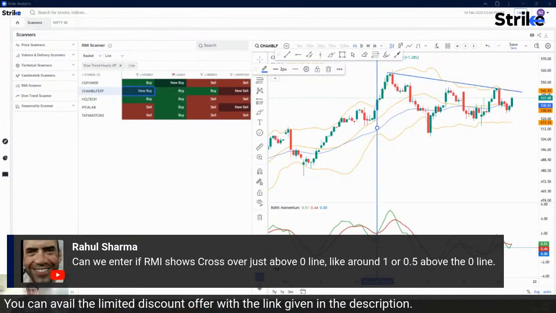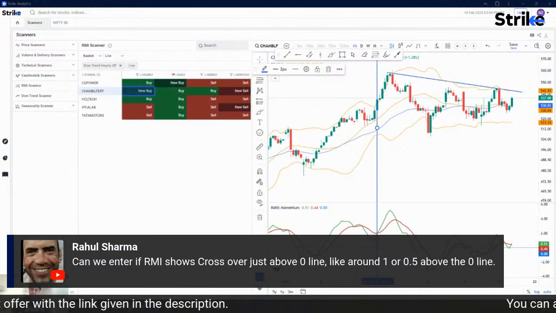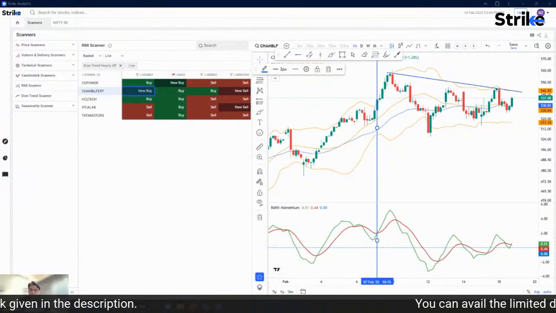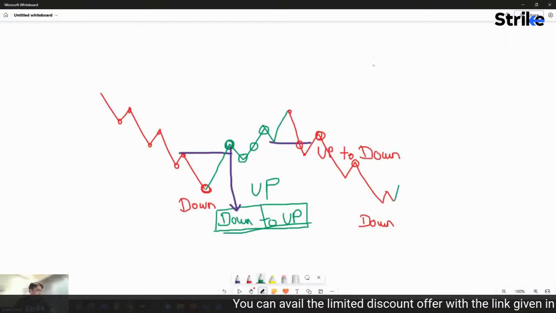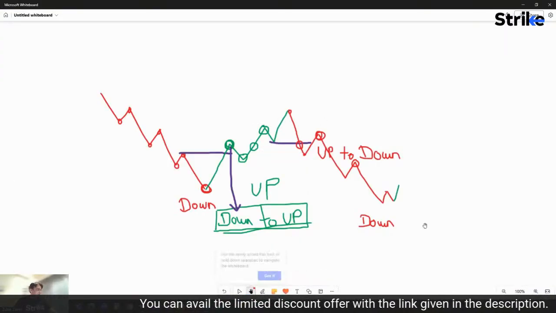Can we enter if RMI crosses over just above zero line? Yes, yes. So Rahul, exactly what I said is that, let me show this.